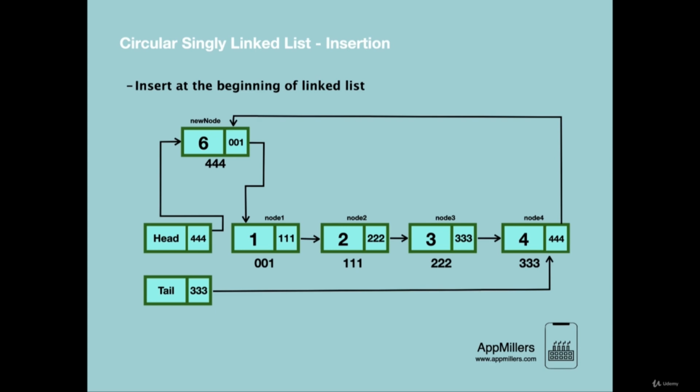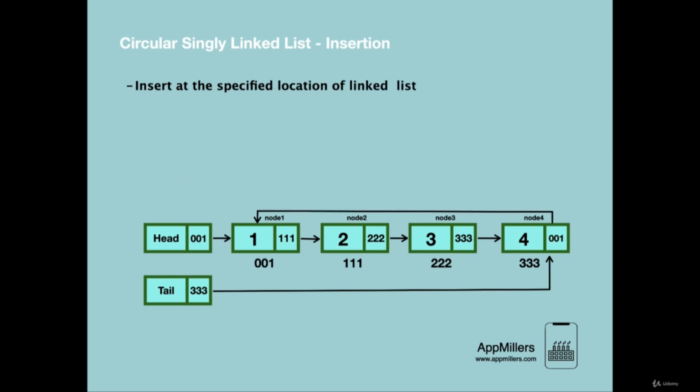Okay, now let's continue to look at insertion of a new node at a specific location in this linked list. In this case, the steps remain the same as the single linked list. There is no difference between them. So here again, if we want to insert a node between node 2 and node 3, we create a new node and assign a value to it. Now in this case, again we have a node with the value of 6 and the physical location is 444.